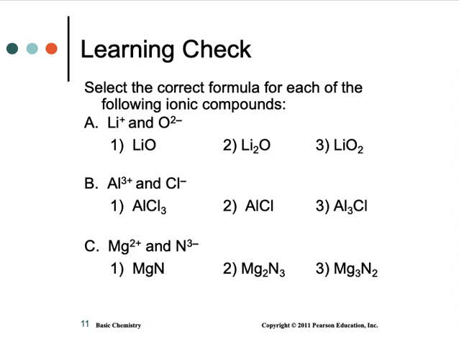The 3 goes down to the Mg, and it becomes Mg3. The 2 goes over to the N, and it becomes N2. But that's really what you're doing. You're making a common multiple. Okay, I hope it makes sense to you.